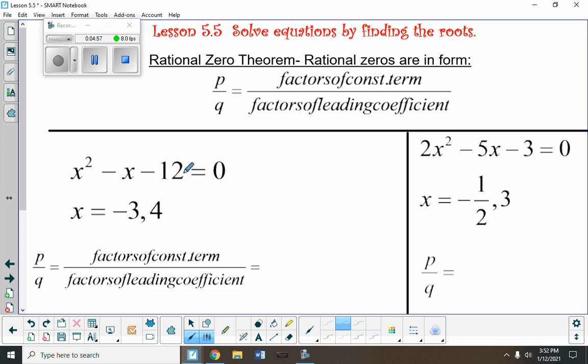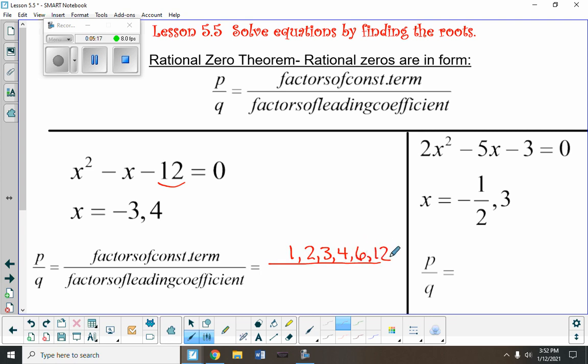But let's say you didn't know how to factor it or whatever. You wanted to look at what are all of the possible factors. So what you would do is you would list the factors of the constant term. So in this case, it's a negative 12. Well, the factors of 12 are 1, 2, 3, 4, 6, and 12.